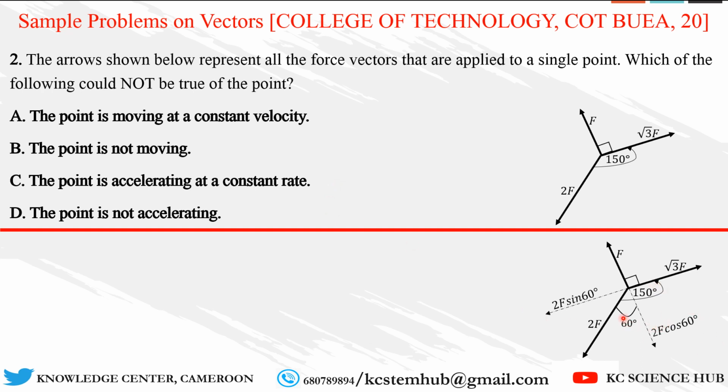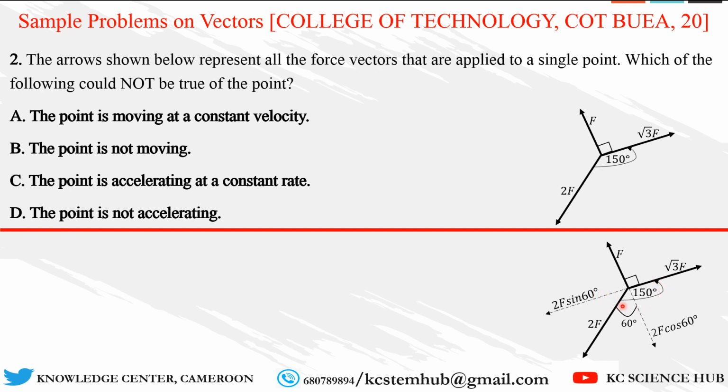So now I want to use this f and this root 3f as our references, okay? Notice that this f and this root 3f are perpendicular to one another, so I'm going to use them as references. So I'm going to resolve this 2f along these two reference lines, okay? So if this is 2f and this is 150 degrees, remember that if this is my reference line, I'm going to just draw a horizontal line along. So this is my horizontal line. So the angle from here all the way to here is 150.